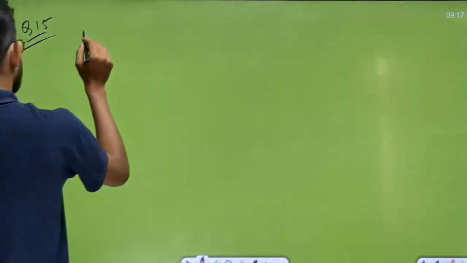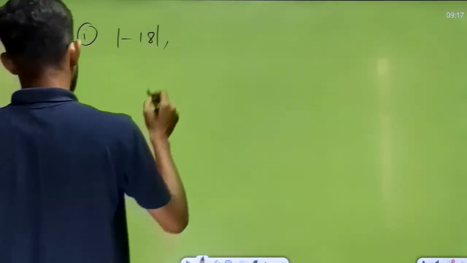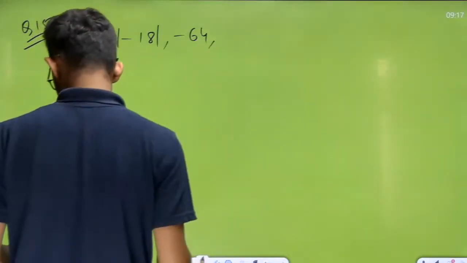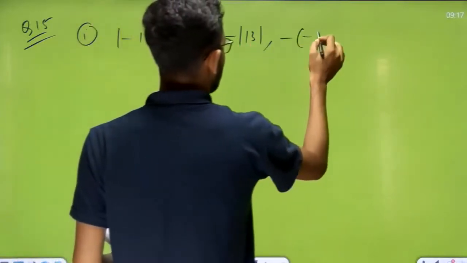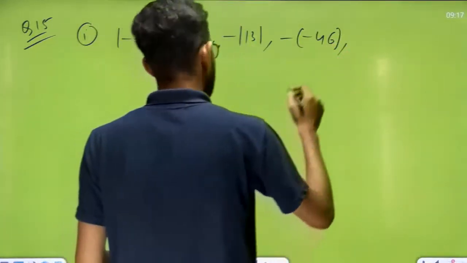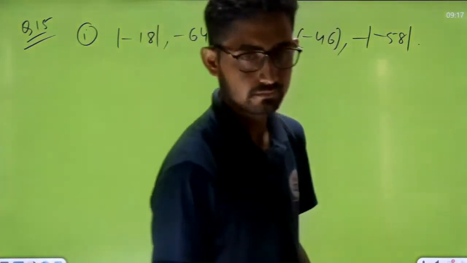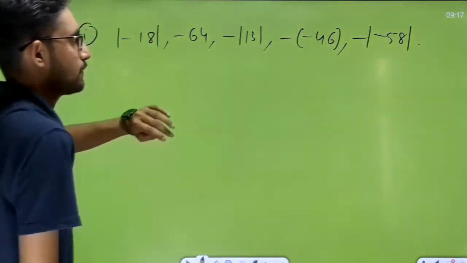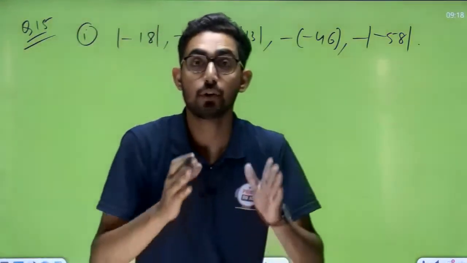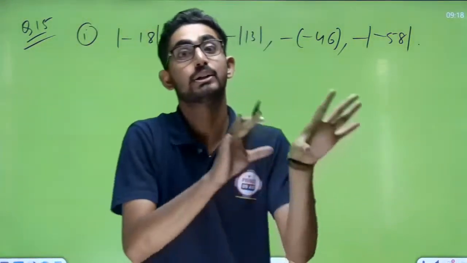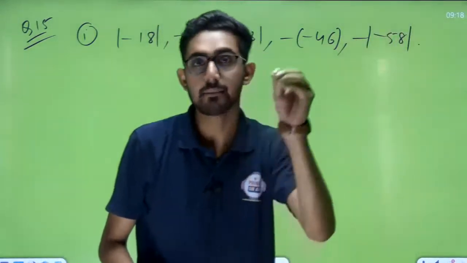Question 15, first part: mod minus 18, minus 64, minus mod 13, minus of minus 46 and minus of minus 58. That is your question. Now students, all of you see, a very simple question according to the ascending order. Now students, we have to write down all the numbers according to the ascending order. Ascending order means smaller number to bigger number. छोटे से बड़े number लिखना.